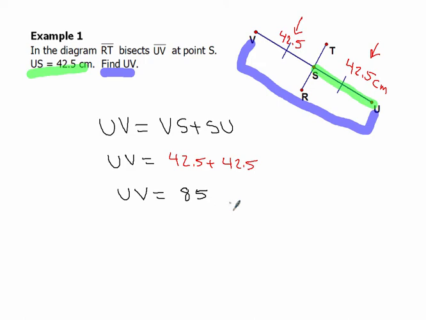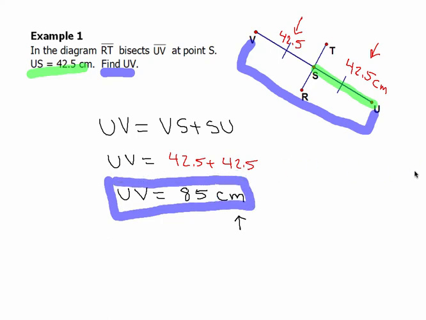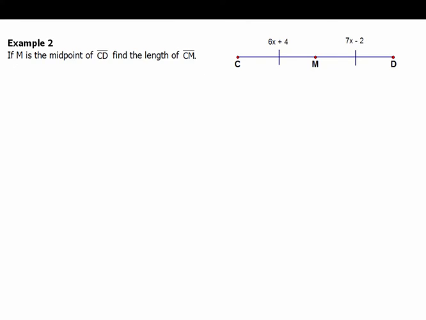Now, I've got to be careful here. Don't forget to add the units on the end of it. So I need to go back and double check to make sure that we answer the question. And the question said find UV. I have the value for UV right here, and I've included my units, so I've done what the question has asked me to do. Now let's go ahead and take a look at example 2.